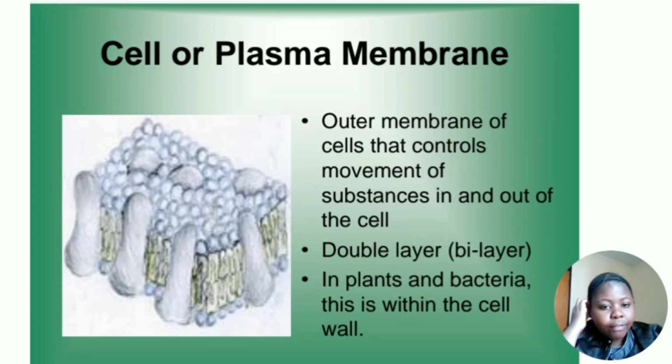So the first structure is the plasma membrane. As you can see, we have a picture of a plasma membrane there. The plasma membrane controls the movement of substances in and out of the cell. It is also a double layer, which you can also call a bilayer. It is found in plants and bacteria within the cell wall.